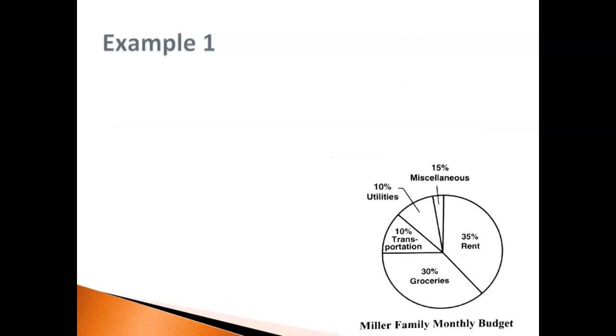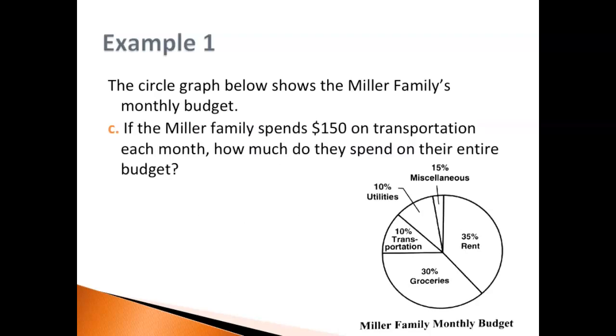All right, part C. If the Miller family spends $150 on transportation each month, how much do they spend on their entire budget? Now we're taking this part separately from part B, because in part B we were told, okay, well, if their total is $2,000, then how much would they spend on groceries? But now we don't know how much they actually spend on their entire budget, but we're saying if they spend $150 on transportation, then how much would they spend on their entire budget? So it's a separate question.